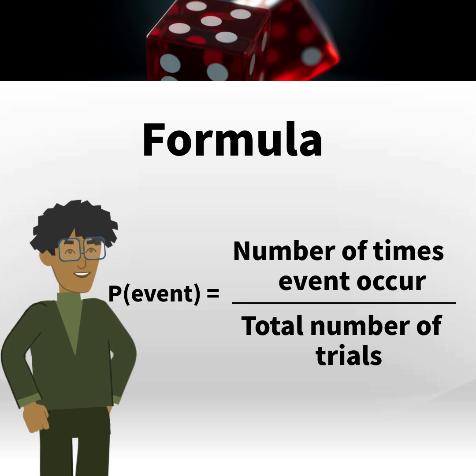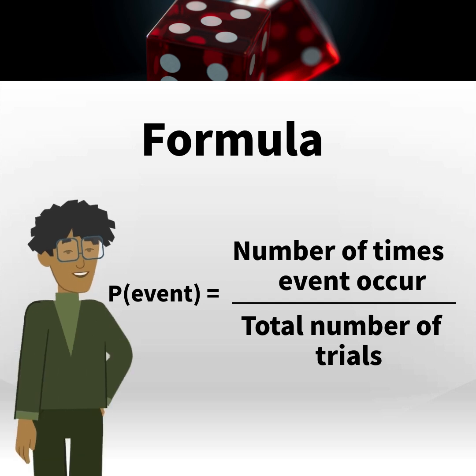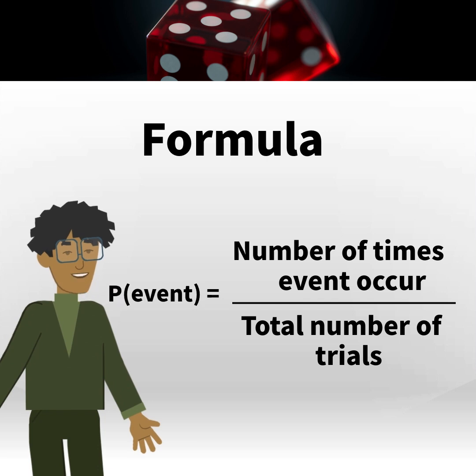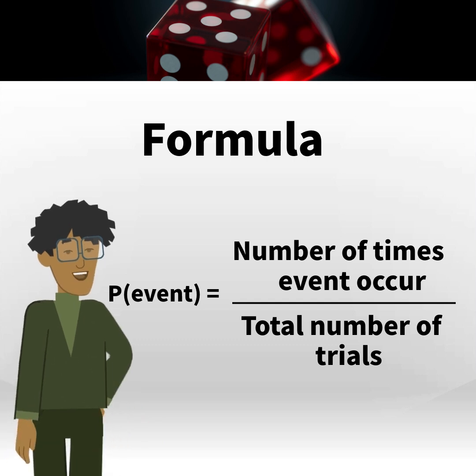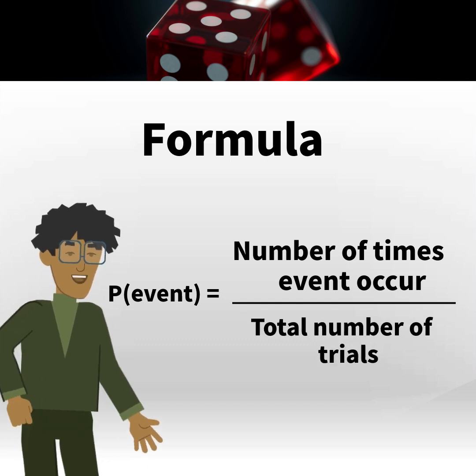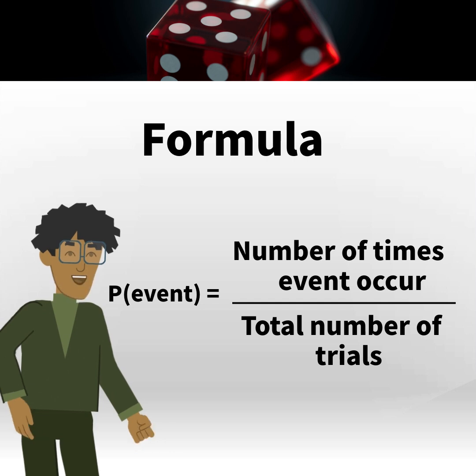The formula for experimental probability is straightforward and easy to remember. It's like your personal scorecard for reality. Let's break it down. P(event) just means the probability of a specific event. Number of times the event occurred: how many times did the thing you're looking for actually happen in your experiment? Total number of trials: how many times did you perform the experiment or make an observation in total?